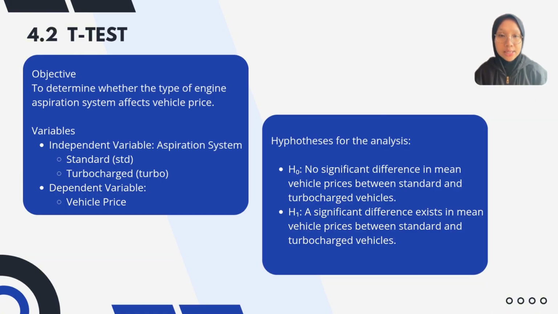Before conducting the analysis, two hypotheses were established. The null hypothesis states that there is no significant difference in the mean vehicle price between vehicles with a standard aspiration system and those with a turbocharged aspiration system. Meanwhile, the alternative hypothesis, H1, states that there is a significant difference in the mean vehicle price between the two groups. The independent sample t-test was then used to determine whether the difference in average price is statistically significant or not. Based on the p-value, we can decide whether to accept or reject the null hypothesis.